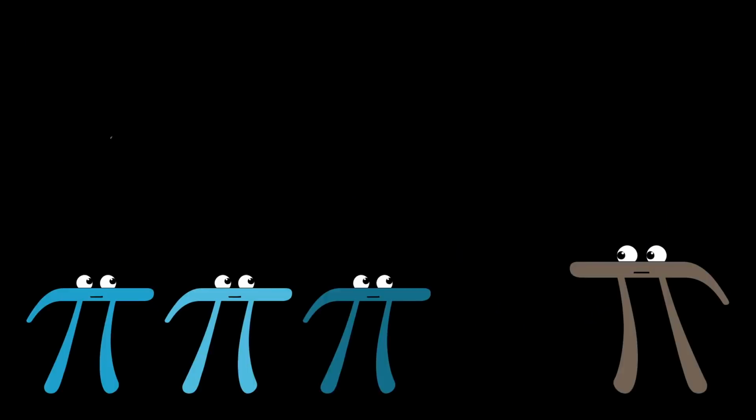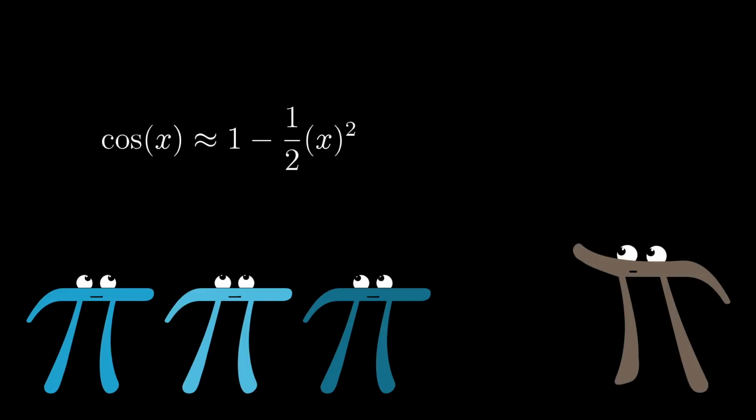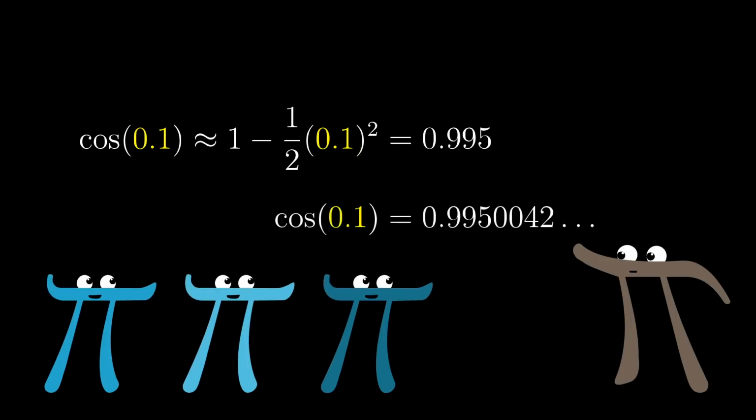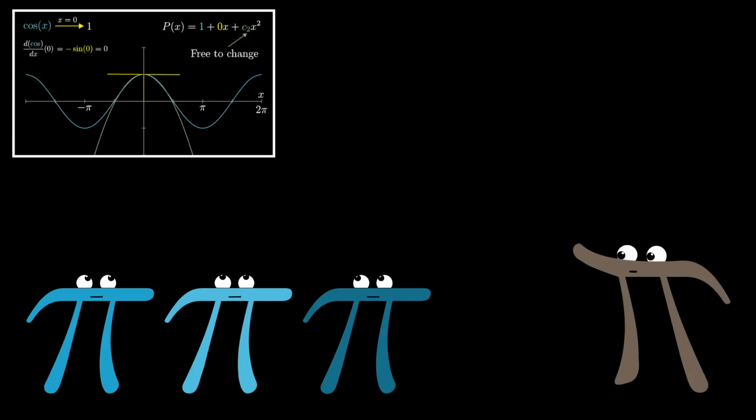And to get a feel for how good it is, if you estimate, say, cosine of 0.1 using this polynomial, you'd estimate it to be 0.995. And this is the true value of cosine of 0.1. It's a really good approximation. Take a moment to reflect on what just happened.